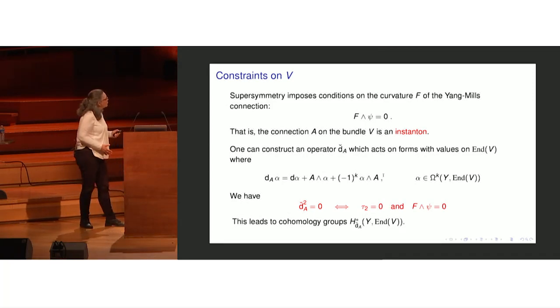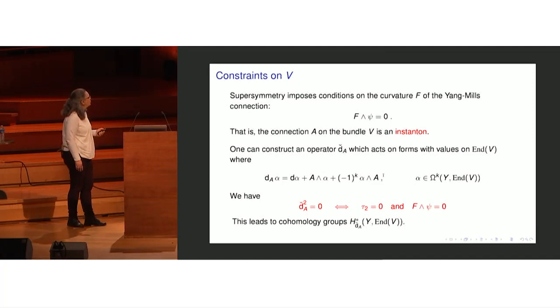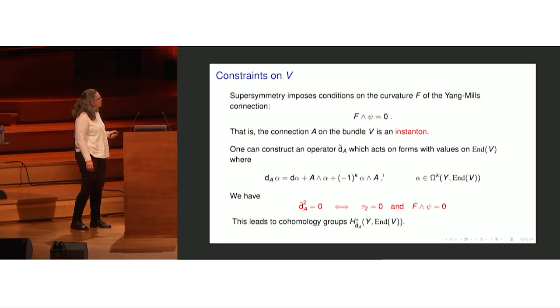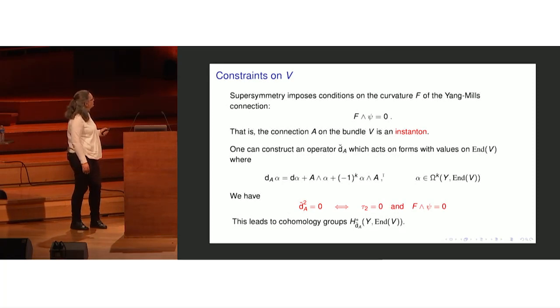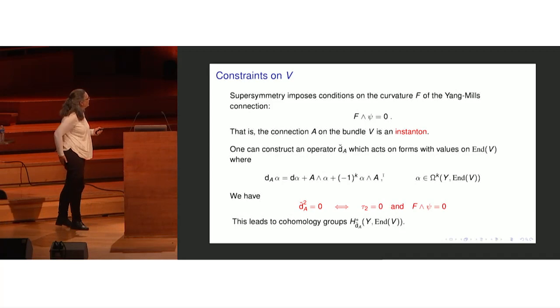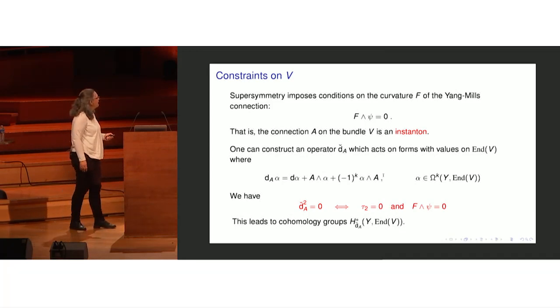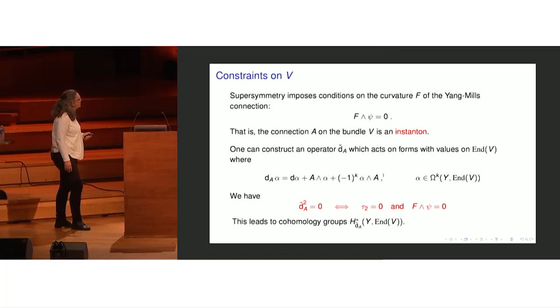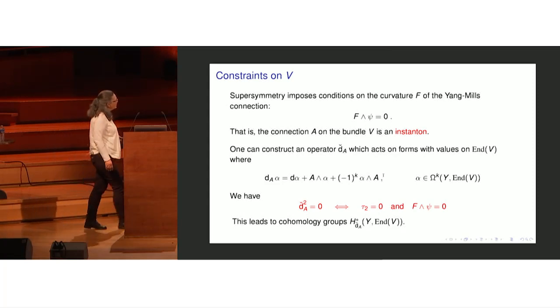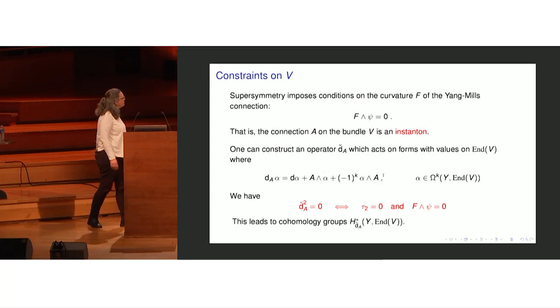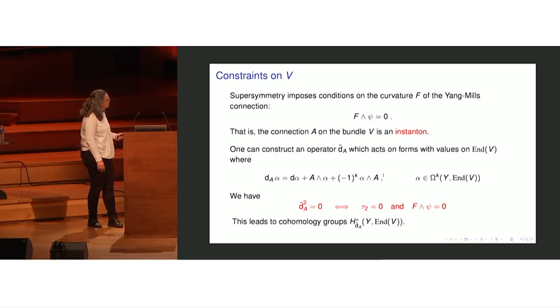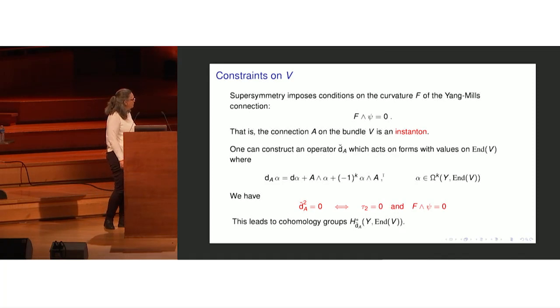And one can, again, extend the operator that we had before to a D-check operator acting on forms with values in the endomorphisms of V, where dA is the usual covariant derivative for the connection A, and alpha is a k-form with values in the endomorphisms of V. And we have, similarly, that this squares to 0, but now if and only if Y has an integral G2 structure and F is an instanton. And this, again, leads to cohomology groups for the manifold with values in the endomorphisms of V.